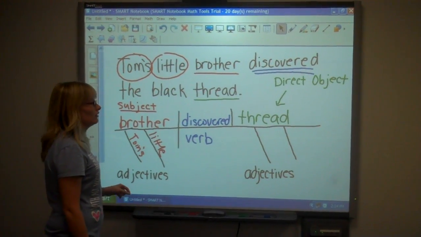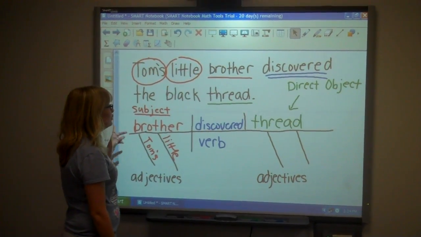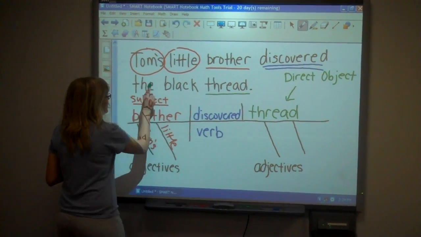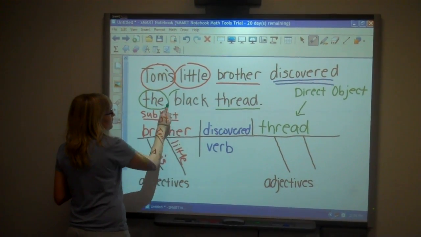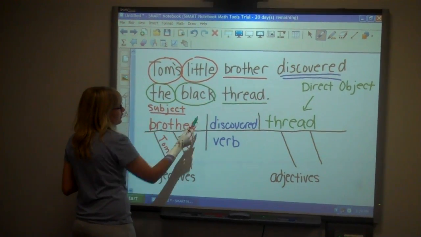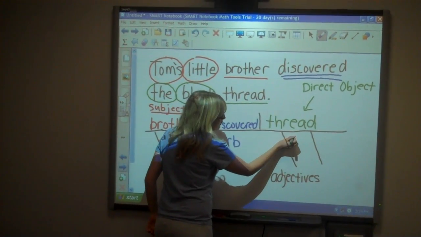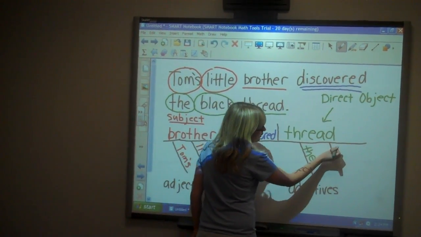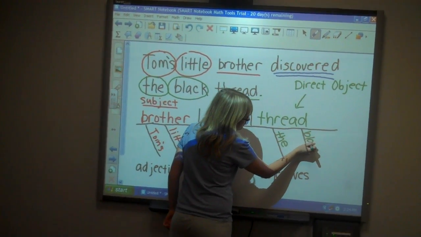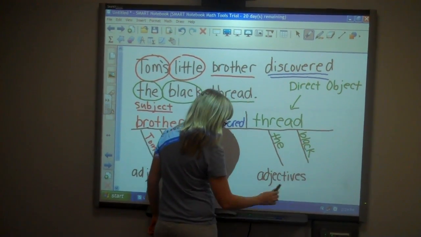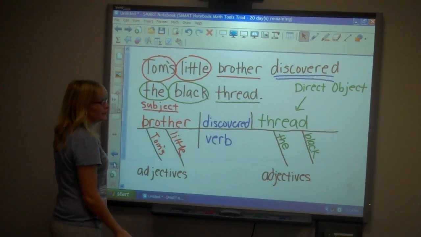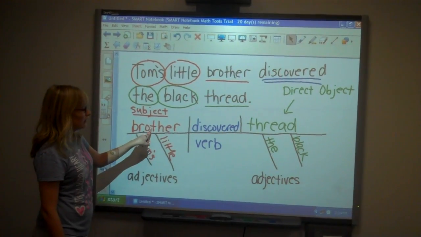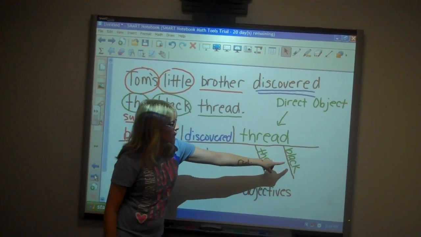Thread is also being modified by two adjectives, the and black. So the thread and black thread both modify thread. So the will go under the direct object and black will go under the direct object. Now we have our complete sentence diagrammed. It says, Tom's little brother discovered the black thread.